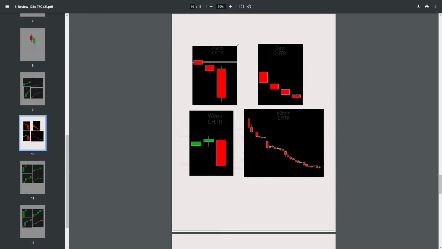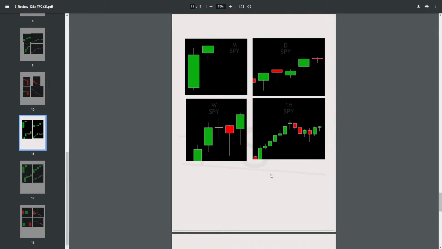And then the opposite. The month is red. 2 to the downside, it's going down. The day is red. 2 to the downside, it's going down. The week is red. 2 to the downside, going down. And whenever the 60 is red, full time frame continuity down, they're all confirming each other, and the sellers are in control across all 4 time frames. Full time frame continuity down.